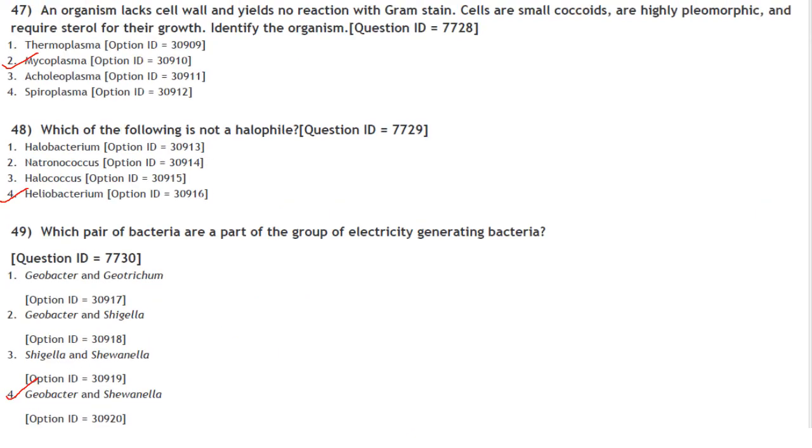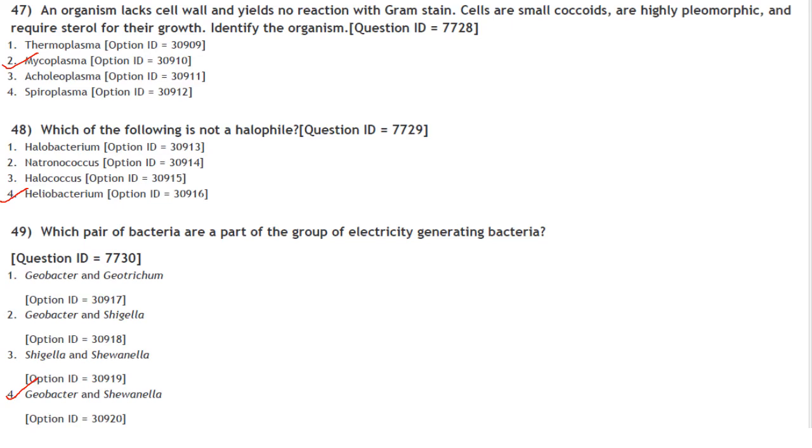The next one. An organism lacks a cell wall and yields no reaction with gram stain. Cells are small coccoids or highly pleomorphic and require sterol for their growth. Identify the organism. It is Mycoplasma. Answer is 2. Which of the following is not a halophile? Halobacterium, Natronococcus, Halococcus, Heliobacterium. Heliobacterium is not a halophile.